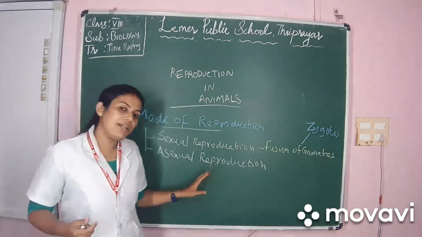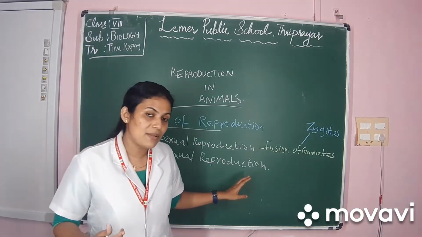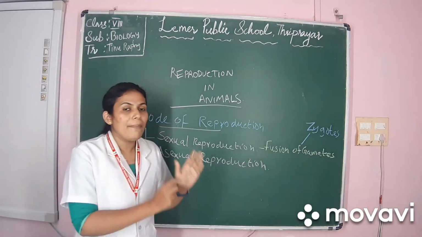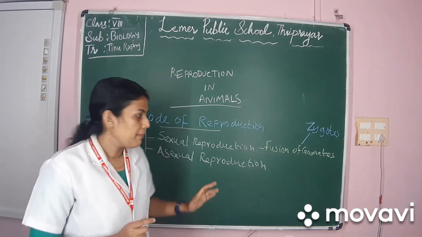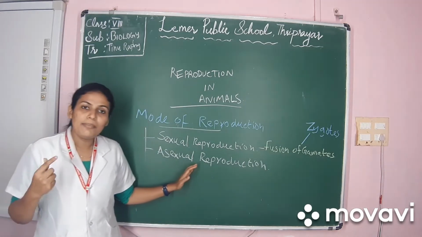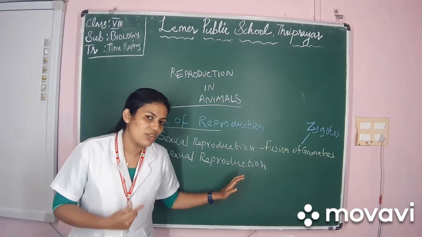What will be the specialty of the young ones of asexually reproducing organisms? Yes, they will be the exact copy of their single parent, because they have evolved from a single parent. Hence, they will be the exact copy of the single parent which they evolved from.